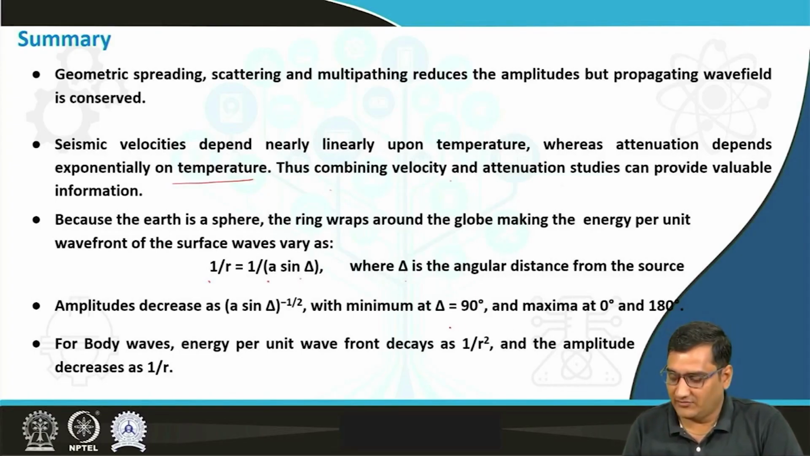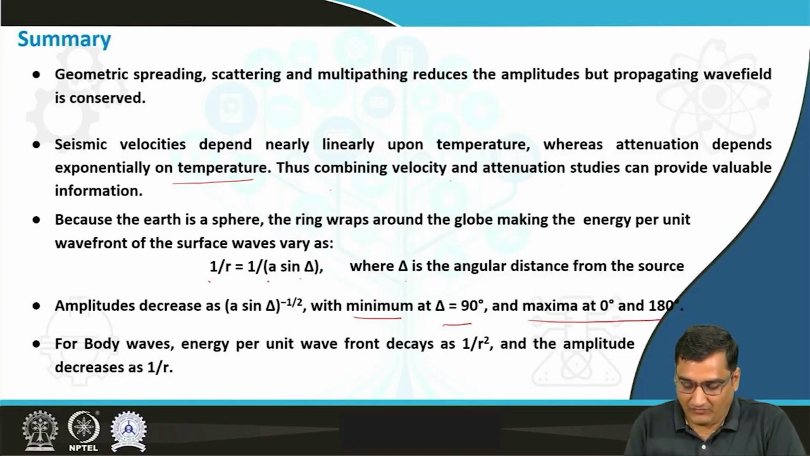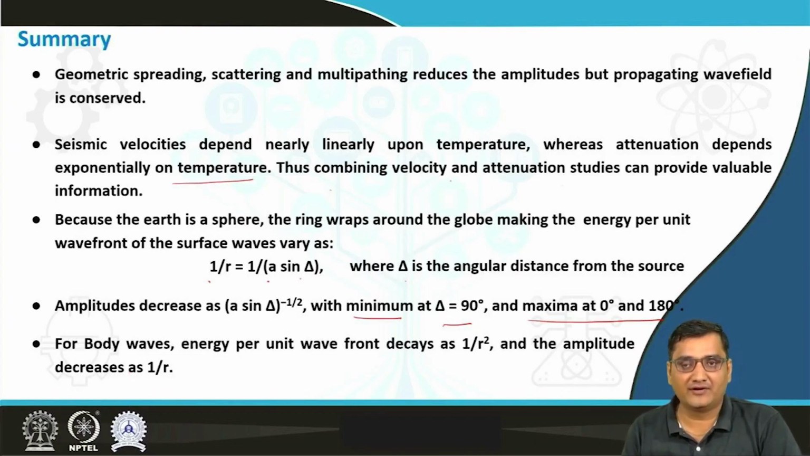If it is equal to 90 degrees, then the amplitude will be minimum, and if it is 0 degrees or 180 degrees, the amplitude will be maximum. For body waves, because these travel in the form of a spherical wavefront, the energy per unit area will depend upon 1 by r square, and amplitude will decrease as 1 by r. So you can see that the surface wave attenuation is smaller than the body wave.